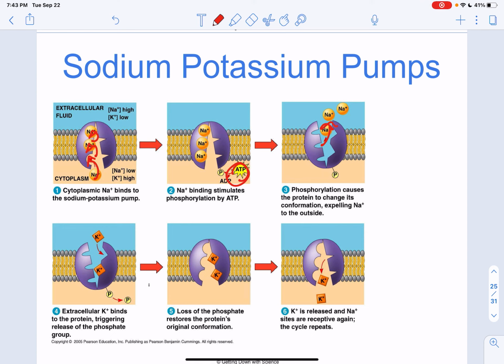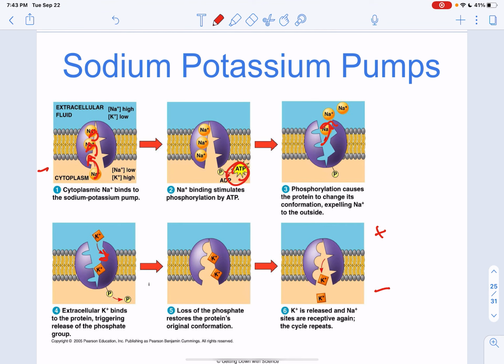And it's going to leave this newly open protein for potassium to go fit in its special seat. And then the protein will fold again, or change shape again, releasing the potassiums back into the cell, creating a more positive environment on the outside.